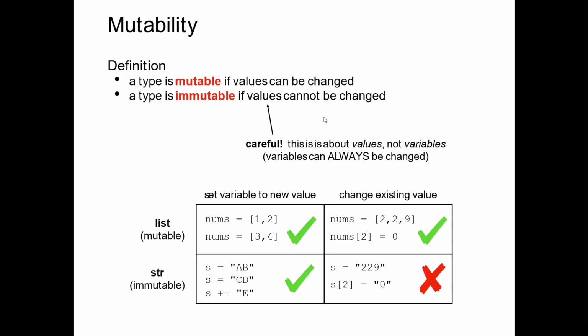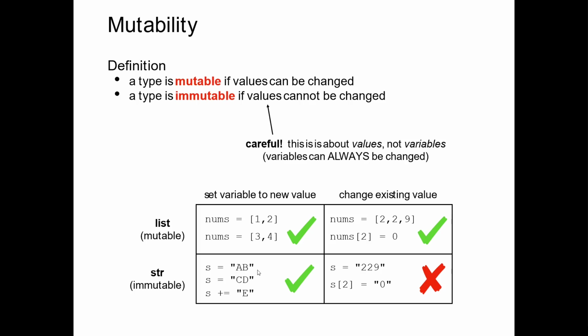And we need to be really careful here. It's about the values being changed, not the variables. Variables can always be changed. Let's take a look at this leftmost column right here. I've got lists on top and strings on the bottom. In all of these cases, I am creating a brand new list and assigning it to a variable. So I'm setting a variable to a new value. That is always allowed. In fact, I'm doing it here with strings.